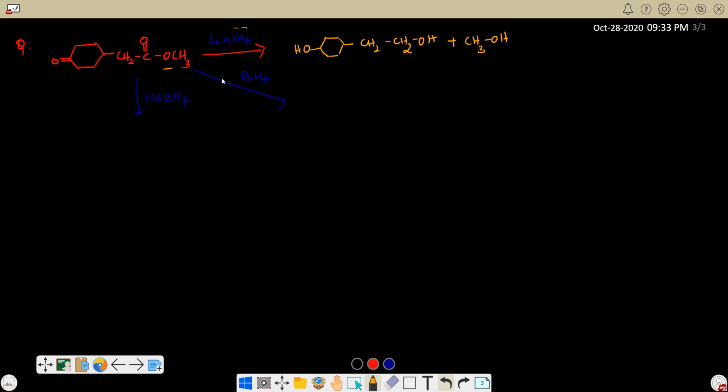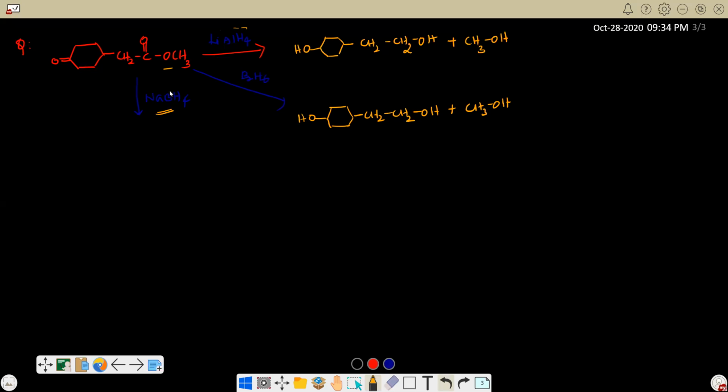Now B2H6 is able to reduce even the ester group and carbonyl group. So the same type of product we'll get here: OH, and CH2OH, plus CH3OH. Because the exception for B2H6 is only acid chloride, but acid chloride is not there.